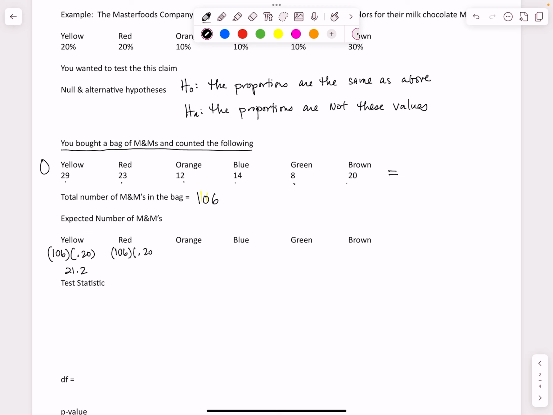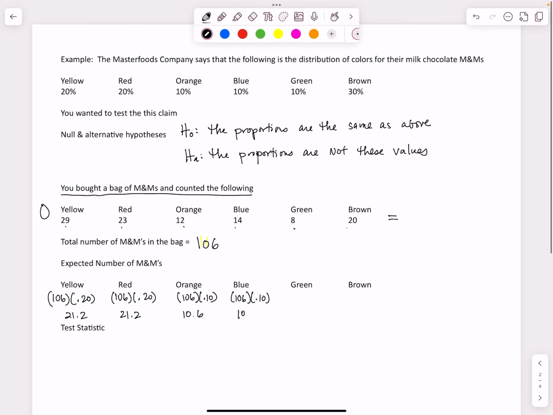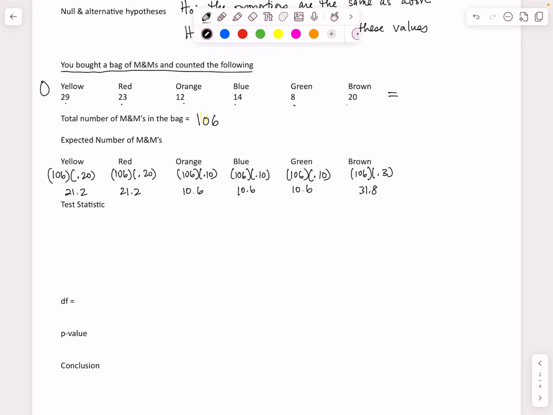And I would expect 20% reds. I would expect 10% of these to be orange. So that's 10.6. I would expect 10% to be blue, because those are my percentages. I would expect 10% of them to be green. And I would expect 30% of them to be brown, which is 31.8. So then to find my test statistic, remember we need to work our way down. So I'll just highlight the first one. We take the observed minus the expected.